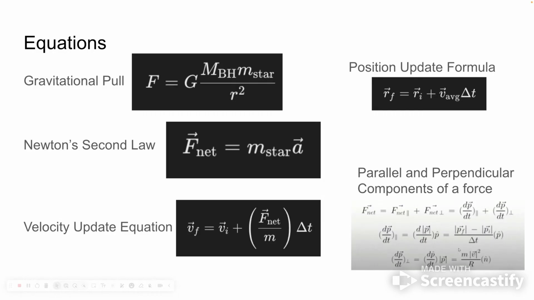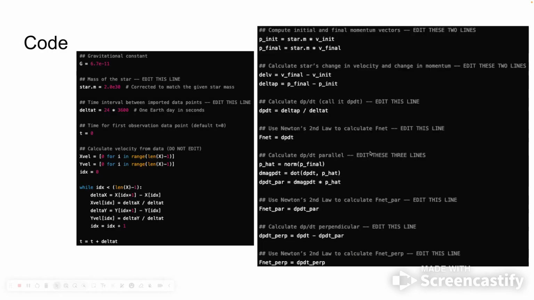We also use update equations to determine the velocity and position of the star at each time step. The velocity update formula helps us calculate changes in speed, while the position update formula determines how the star moves over time. Finally, we break the force into parallel and perpendicular components. The parallel component affects the star's speed, while the perpendicular component influences direction, curving the orbit.